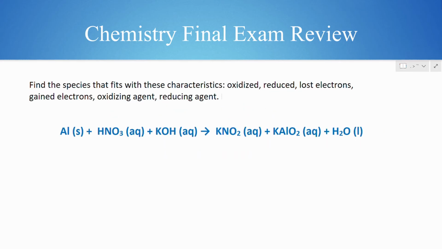Find the species that fits with these characteristics: oxidized, reduced, lost electrons, gained electrons, oxidizing agent, reducing agent. Now what we need to do to solve this question is to find the oxidation numbers for each of these elements on both the reactant and the product side. And to do this, we're going to use the oxidation number rules. We start out with aluminum just by itself, and that is going to have an oxidation number of 0.